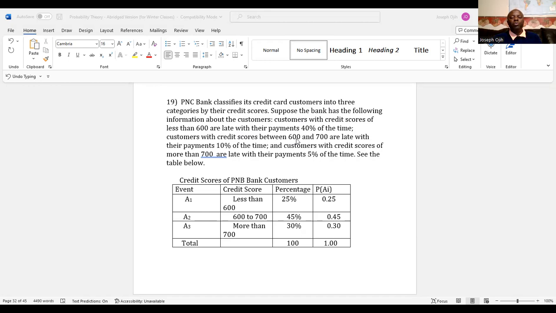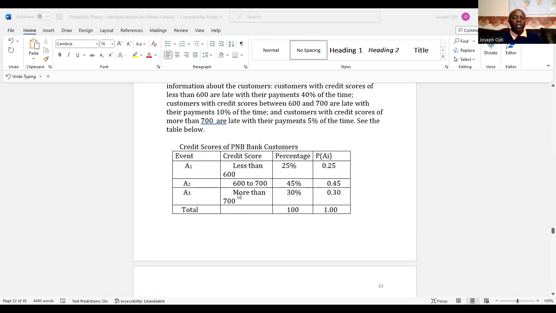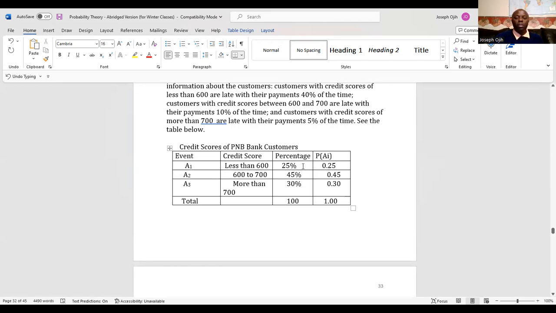Customers with a credit score between 600 and 700 are late with their payments 10% of the time. And customers with credit scores of more than 700 are late with their payments 5% of the time. Now, they give us a table of these customers, the size of these customers based on their credit scores.